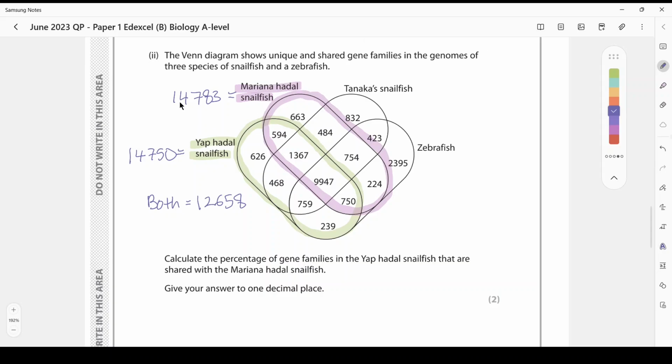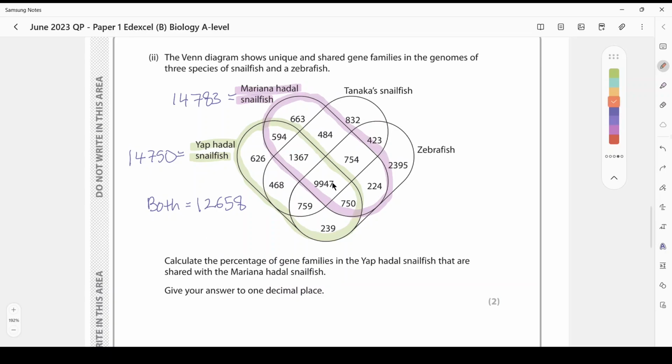Okay, so I've calculated the number of genes found in the Mariana-Hadal snailfish by adding these 1, 2, 3, 4, 5, 6, 7, 8 numbers together. And then I've also calculated the number of genes for this species. And then for both, I would add up these 4 numbers together. And these are the values that I get. So for this question, there's 2 ways to go about this. Either I can do this number divided by this number times 100, or I can do this number divided by this number times 100. I'm just going to opt for the first option.